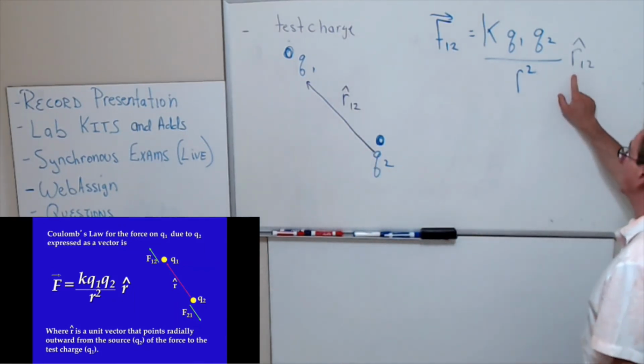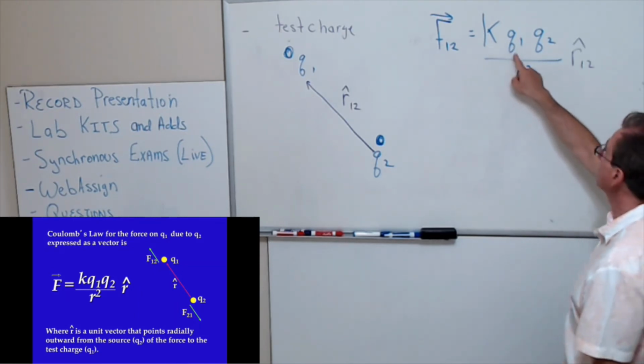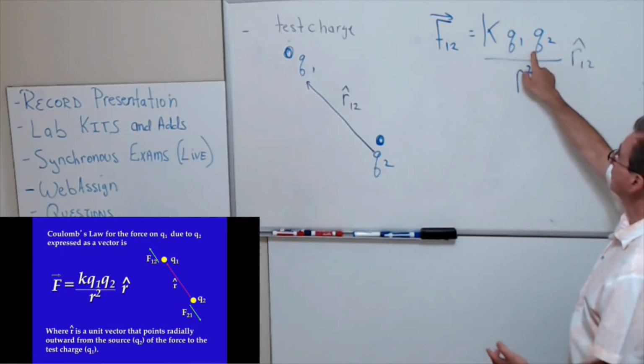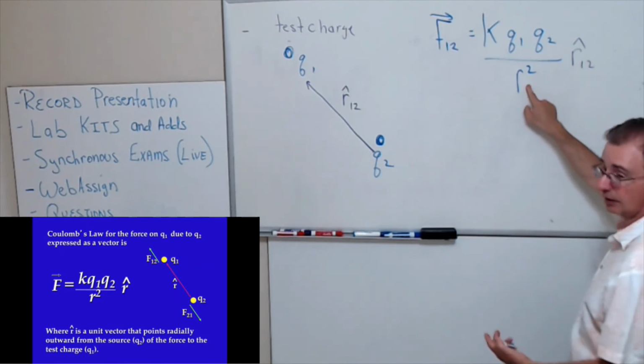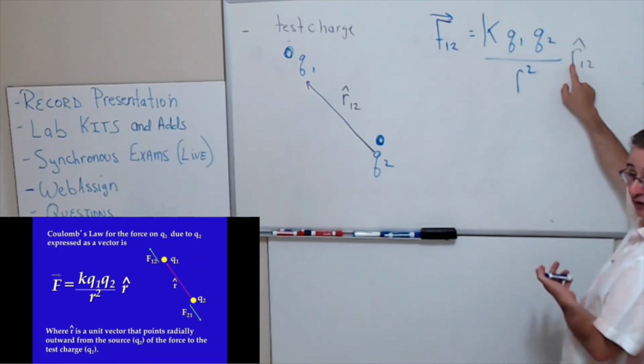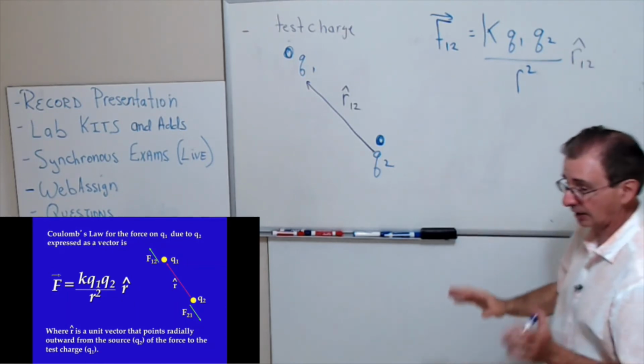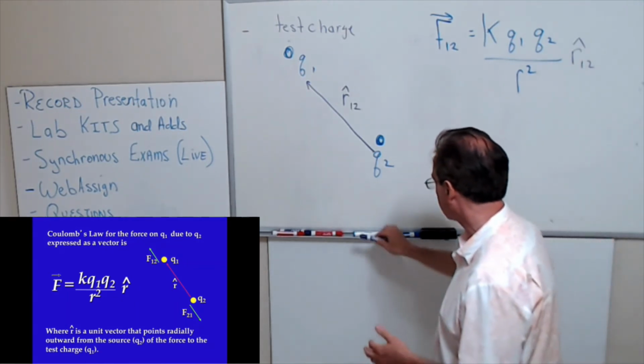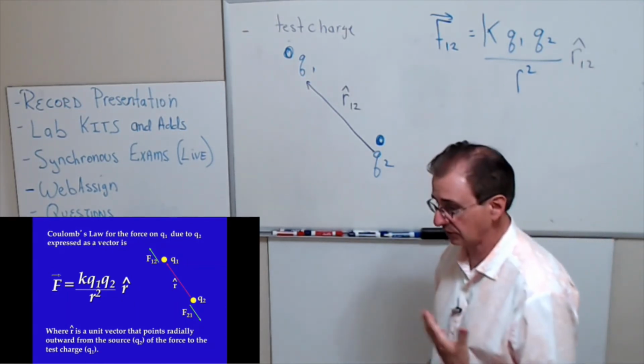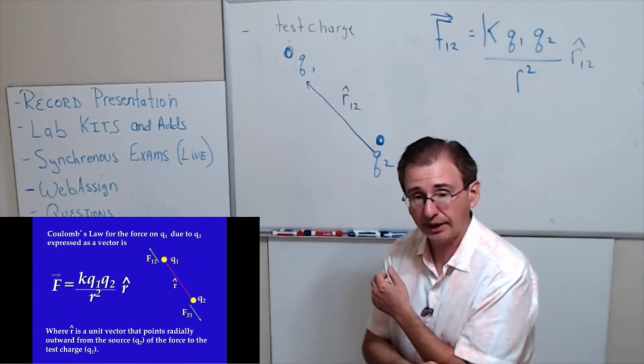So all I have to do then is plug in the actual value of this number, the actual value of this number, and then the actual value of this number. But I have to figure out what my unit vector is. I have to write mathematically what the unit vector is, and I can do that. The problem, to me, is that it's not physical.